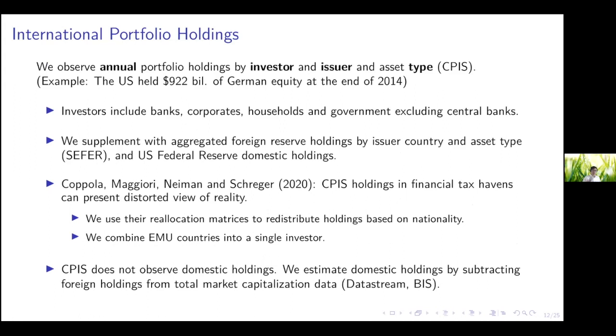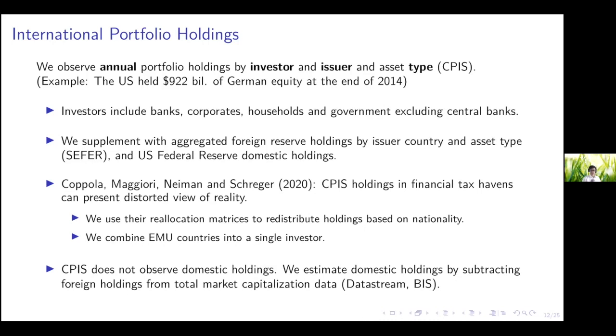So we need two types of data for this exercise. We need portfolio holdings data, and we need data on asset characteristics. Portfolio holdings data, we're going to observe from the CPIS. These are going to be annual portfolio holding data by investor, issuer, and asset type. So an example is given here. The US held about $900 billion of German equity at the end of 2014.